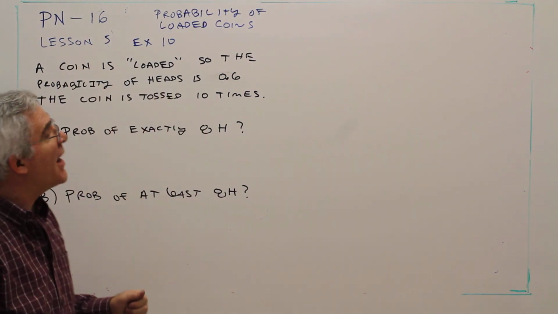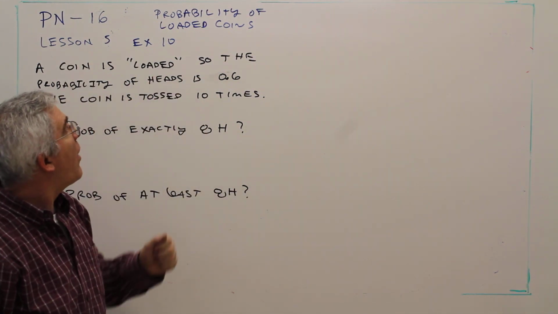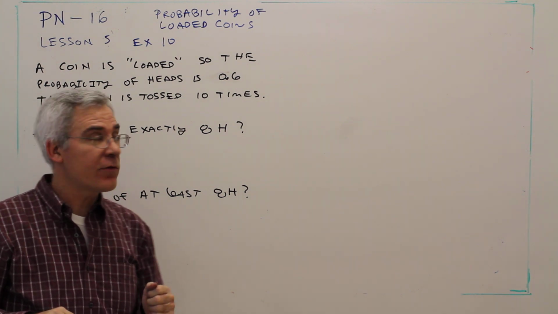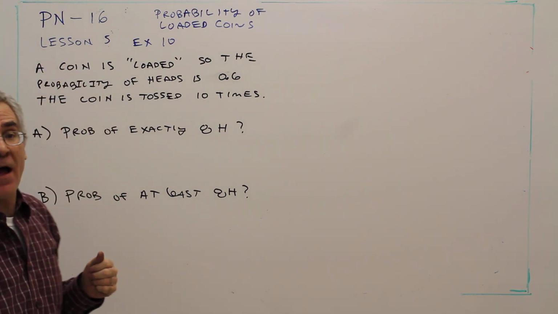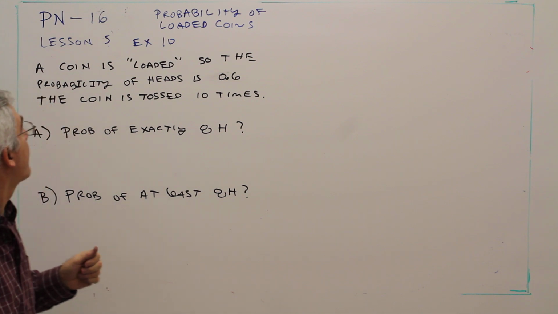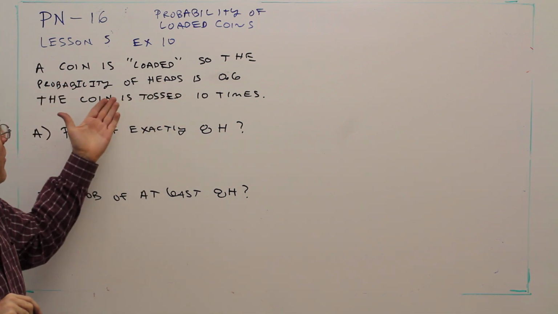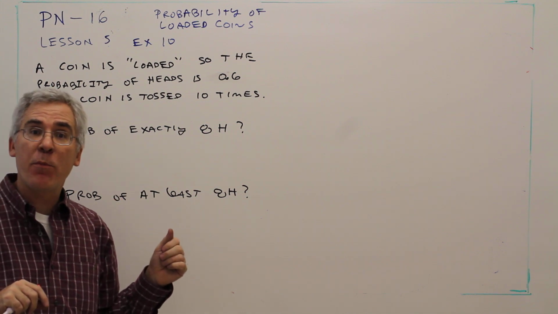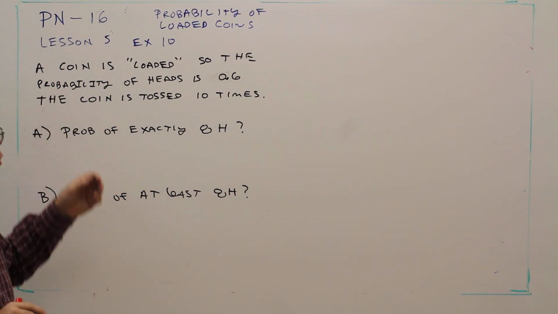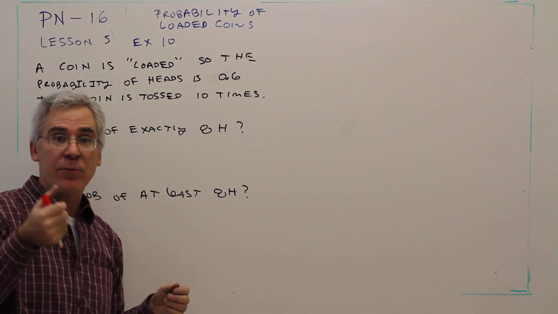Welcome to video PN16, Probability of Loaded Coins. This comes from lesson 5, example 10. So a coin is loaded, weighted, so the probability of heads is 0.6. The coin is tossed 10 times.